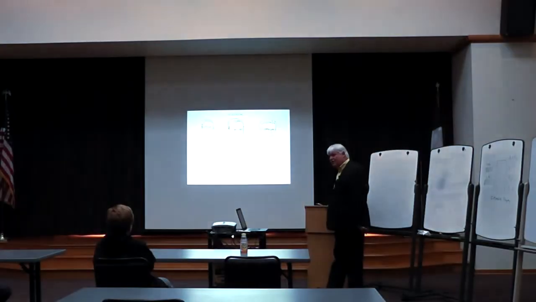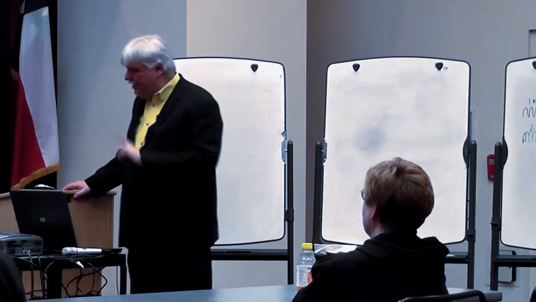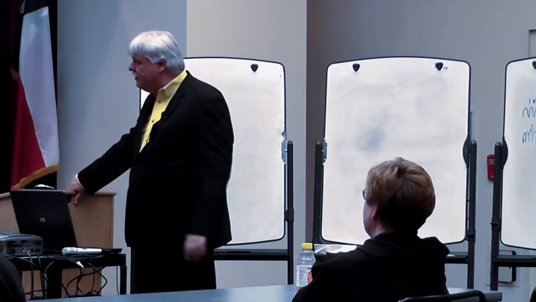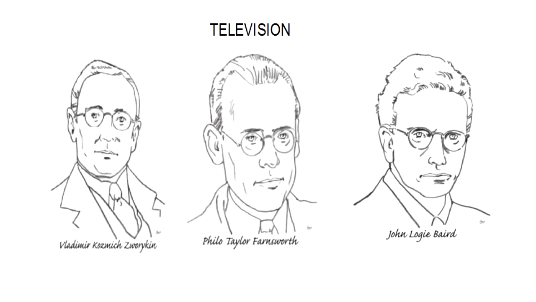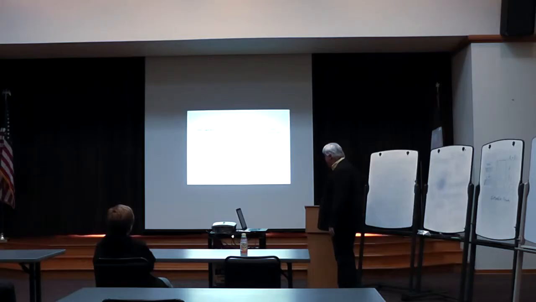We're going to start with television. And television was invented by many different people. Many different people, but three of the most important ones were Vladimir Zworykin, Philo Taylor Farnsworth, and John Baird. Okay, there were more than one. There's probably at least 20, 30 people involved with television.